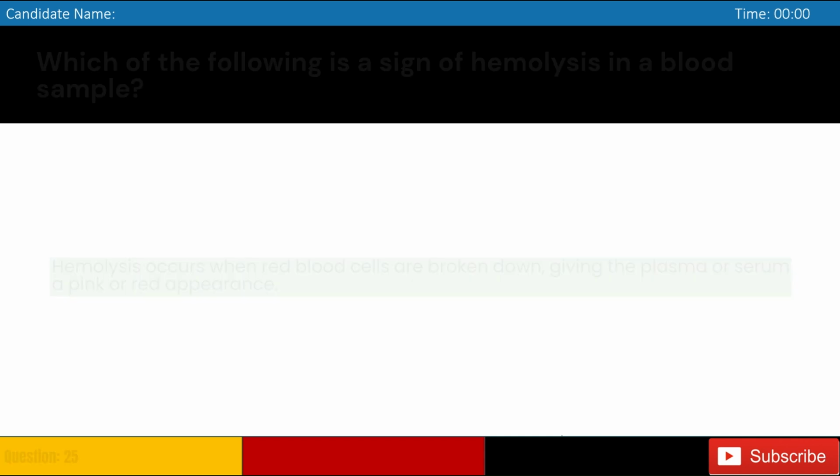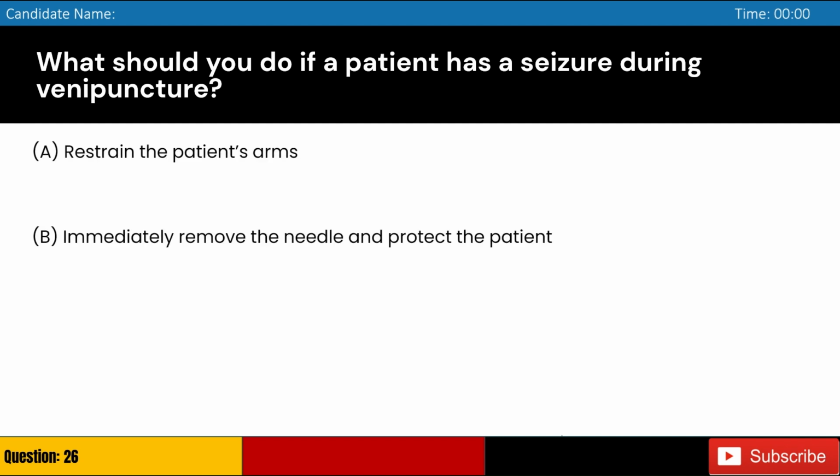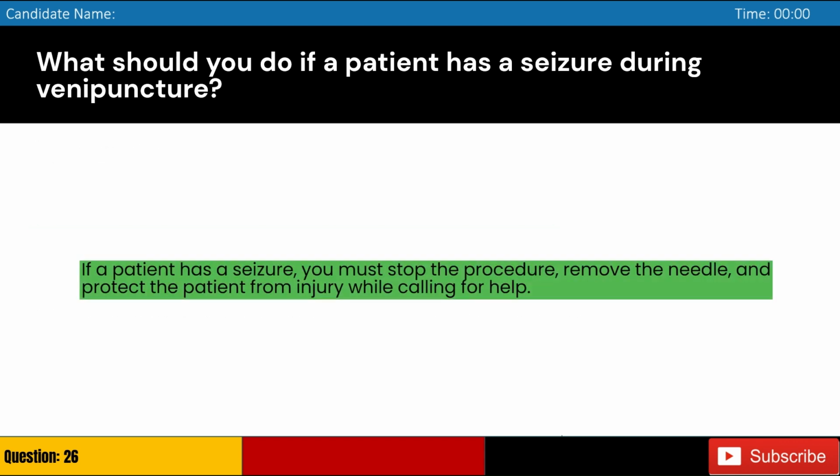appearance. What should you do if a patient has a seizure during venipuncture? A. Restrain the patient's arms. B. Immediately remove the needle and protect the patient. C. Call for emergency assistance and continue drawing blood. D. Finish the procedure quickly. Answer B. If a patient has a seizure, you must stop the procedure, remove the needle, and protect the patient from injury while calling for help.